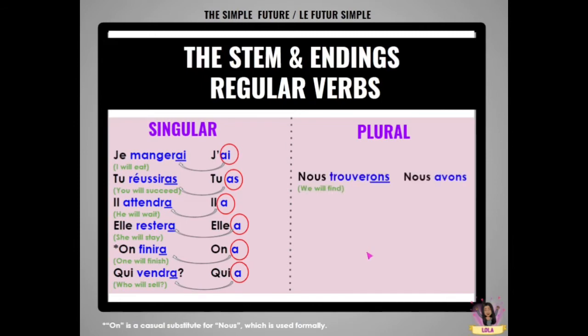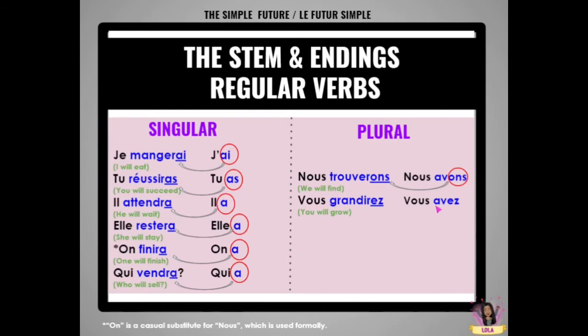Going on to the plural side, we have nous trouverons. This is a little different because it's nous avons, it's not nous ont. Over here, these were all the verbs, and literally that was the ending. But over here, it's avons. So we're not going to take the whole verb. We're going to just take the ONS, the ending, and that's the ending over here. So nous trouverons, we will find.